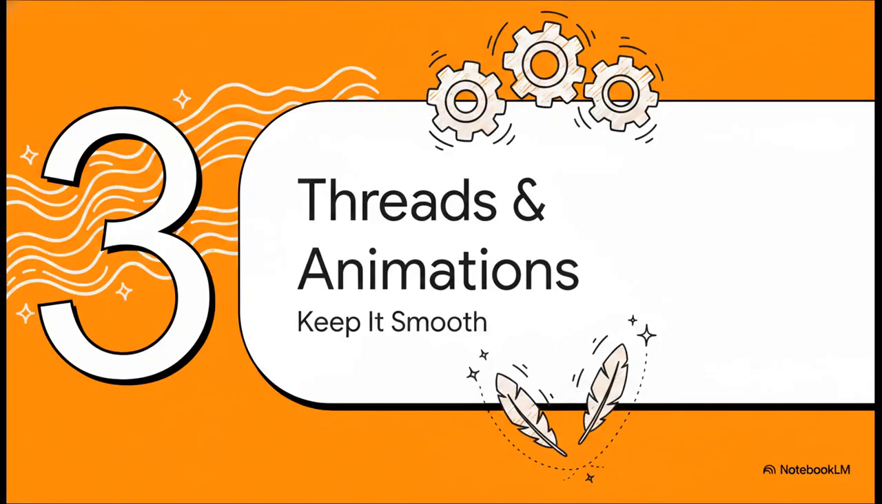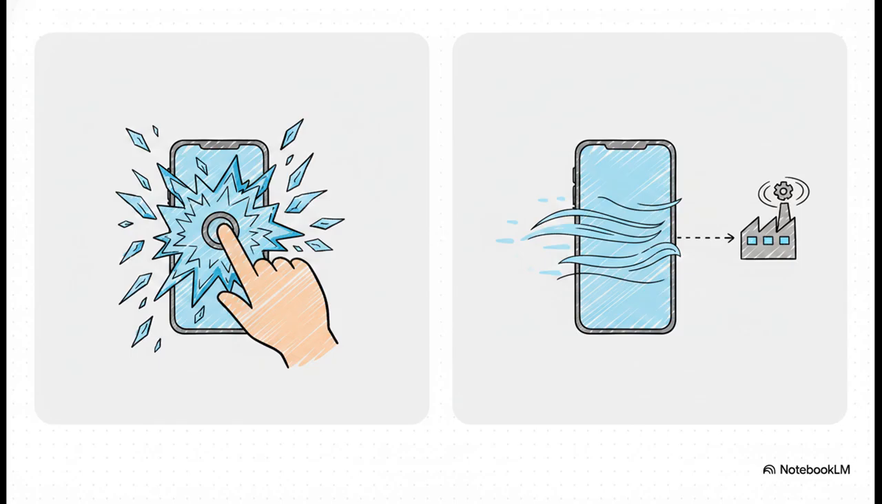On to Section 3, smooth threads and subtle animations. Let's keep it smooth. To keep your app feeling buttery smooth, we absolutely have to keep the main thread unblocked. Remember, Dart is single-threaded by default. This means if you tap a button and trigger some heavy data parsing on the main isolate, your entire UI completely freezes. And if tapping a button freezes the UI, you've lost the user.